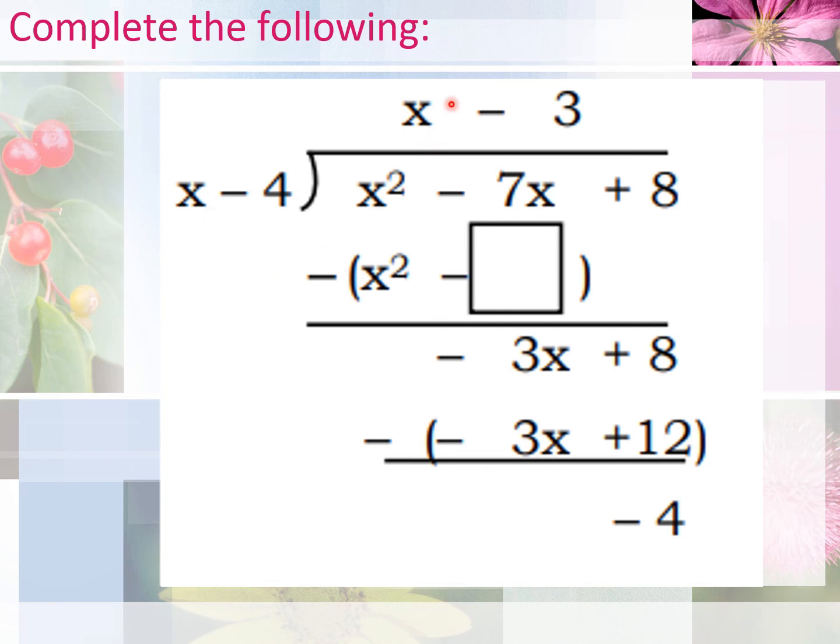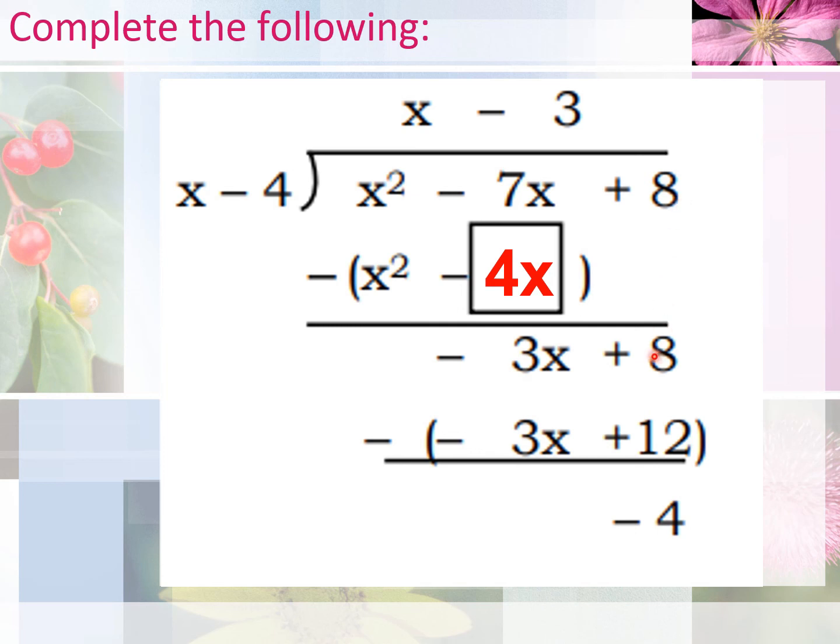And then, multiply tayo. X times x is x squared. Then, x times negative 4 is negative 4x. Then, subtract tayo. X squared minus x squared, 0 na siya. Negative 7x minus negative 4x. Mag-change sign tayo sa subtrahend. Magiging positive na to. So, negative 7x plus positive 4x, that is equal to negative 3x.